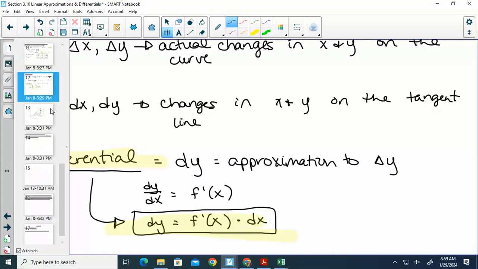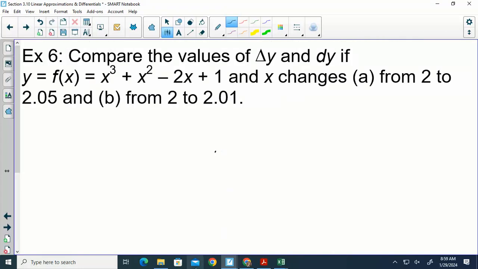So let's just look at a few examples of this. I want to compare the values of change in y and dy. So remember, change in y is on the true curve. Dy is, if we're doing our linear approximation, how much is that going to be off? And here's my function, and we're going to do it 2 different ways. As my x changes from 2 to 2.05, and then from 2 to 2.01.